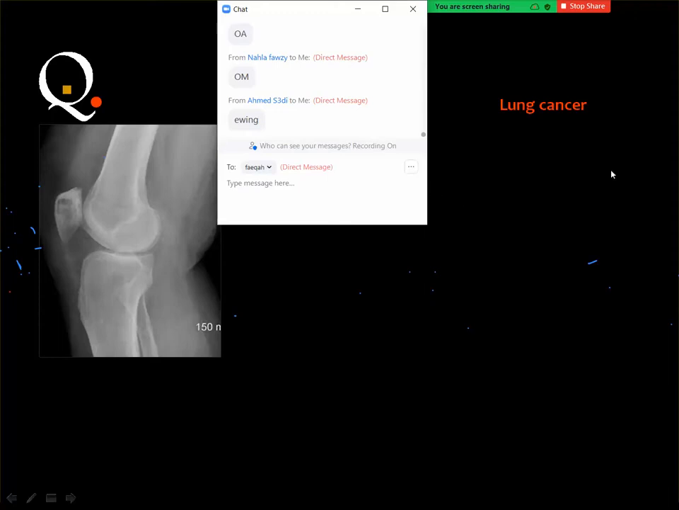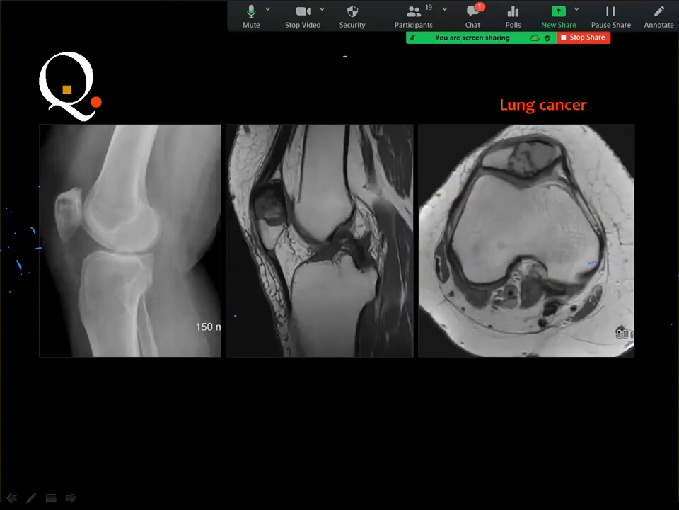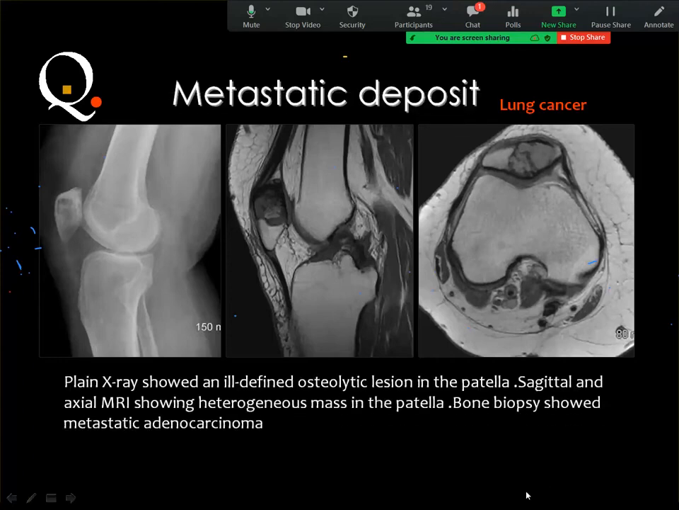Is it a normal X-ray, or is there an abnormality? And if there is an abnormality, where? Metastasis to the patella. Riaz said this is metastasis in the patella, and this is right. If you look carefully, you see some osteolytic lesion in the patella, and this is the MRI of the same case where you got an infiltrative lesion in the proximal part of the patella, which in the presence of lung cancer, is diagnostic of metastatic deposit.